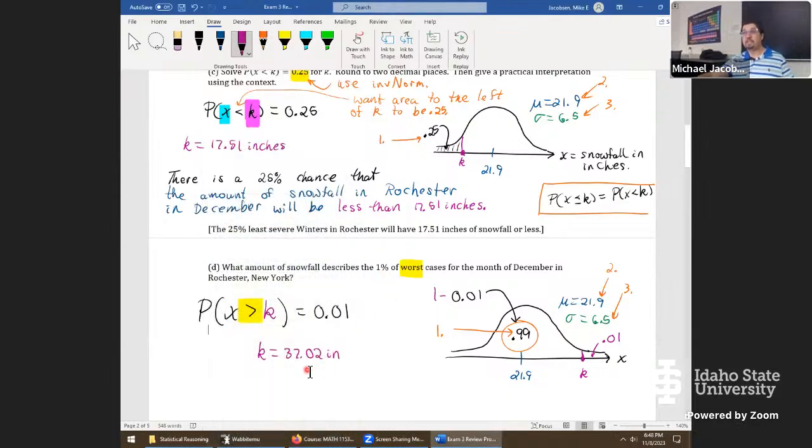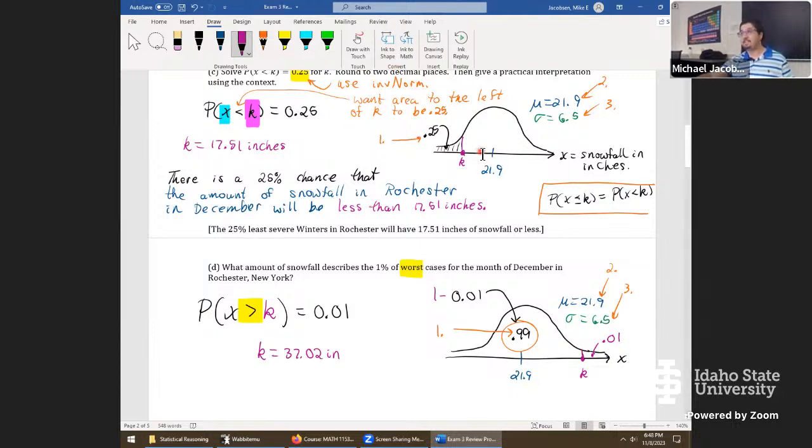So this value right here describes the 1% worst time you'll have in Rochester, New York if you go there this winter. You could be around 40 inches of snow that you're shoveling. That sounds pretty horrendous. This problem doesn't need a practical interpretation because the question is the practical interpretation in a certain sense. Well, any questions or comments, folks, on this conclusion here? Okay, well, we did it.